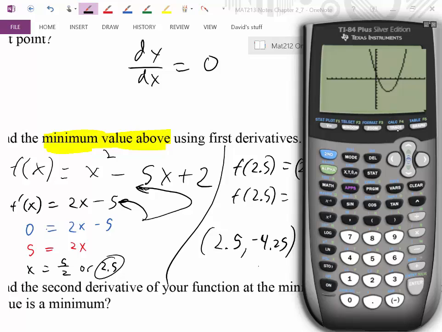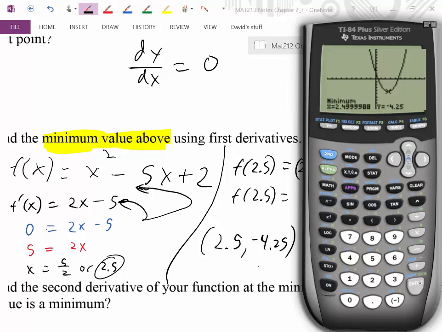So I'm going to verify by using the calculate button. Second, calculate. Now here we can choose minimum, go option 3. And now the calculator wants a left bound. It wants to know something on the left-hand side of the minimum. So I'm going to go ahead and just hit enter. Then it wants to know something on the right-hand side. So I move the cursor over, hit enter. And then I guess, so I can move the cursor right back to where I think that minimum is, just close to it. Hit enter.